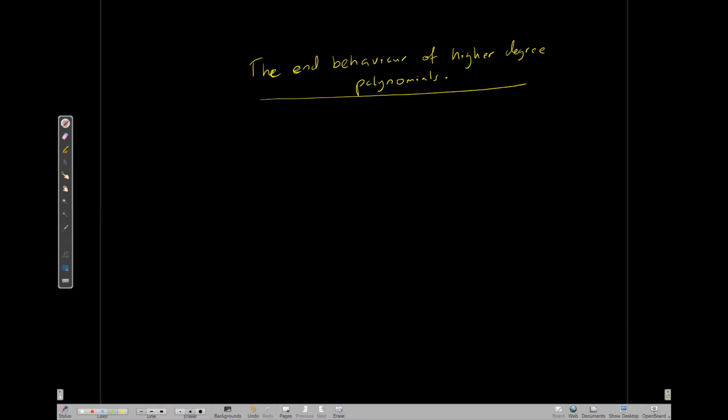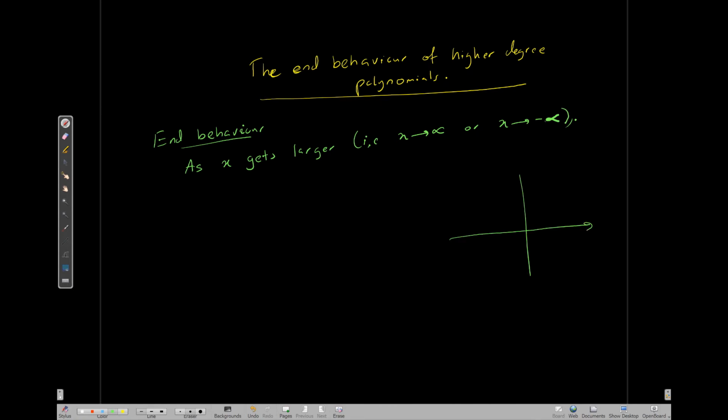Now, end behavior means as x gets larger or very small, as x goes to infinity or as x goes to negative infinity. That is what's known as end behavior. So in other words, when you have your graph, what will happen when your x is large on that side and that side? Now this is really easy, guys.